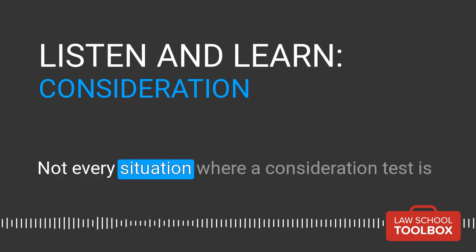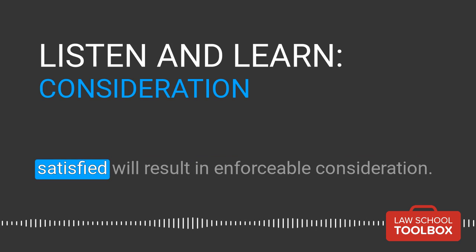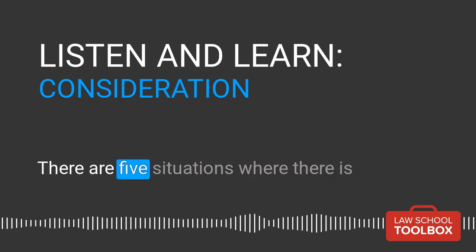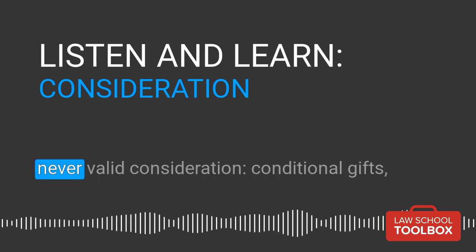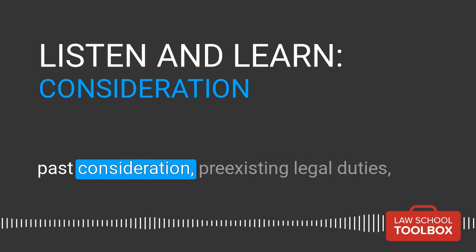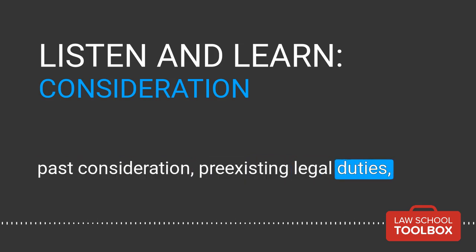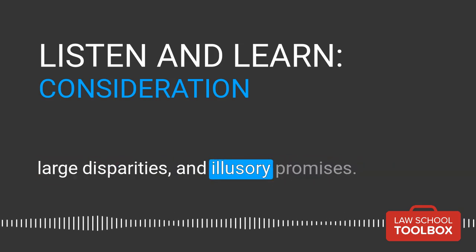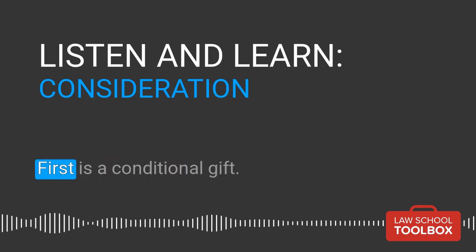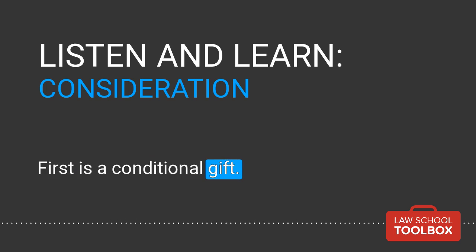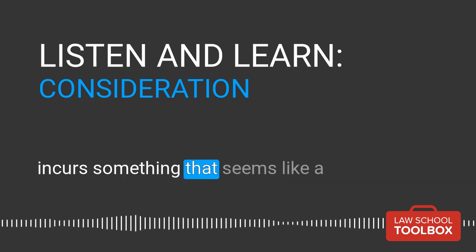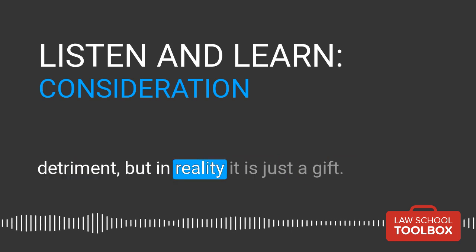Not every situation where a consideration test is satisfied will result in enforceable consideration. There are 5 situations where there is never valid consideration: conditional gifts, past consideration, pre-existing legal duties, large disparities, and illusory promises. I'll explain these one by one. First is a conditional gift. A conditional gift is where the promisee incurs something that seems like a detriment, but in reality, it is just a gift.